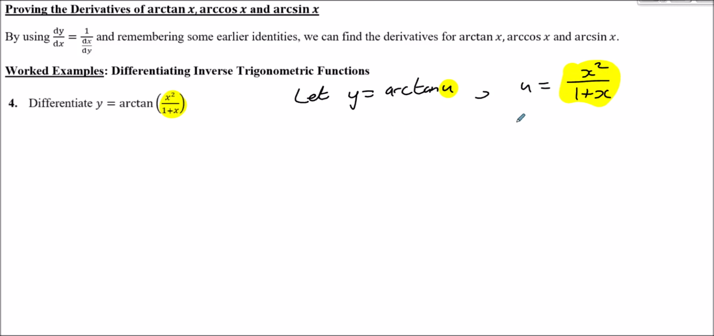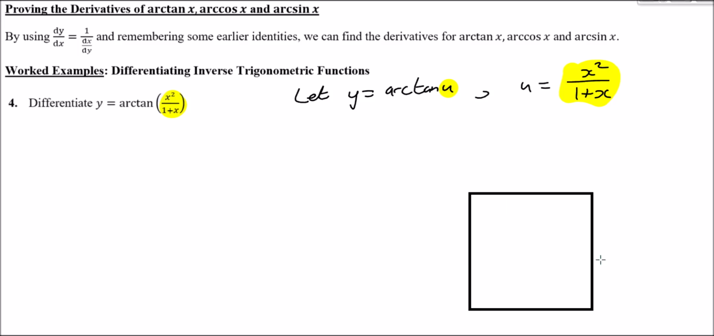What we can do here is work out u dashed, in other words, differentiate this, which in itself is a quotient, so we can use the quotient rule. So if I just put this in the corner, let's see if we can remember how to differentiate a quotient. We've done it before in this video, so same idea entirely.